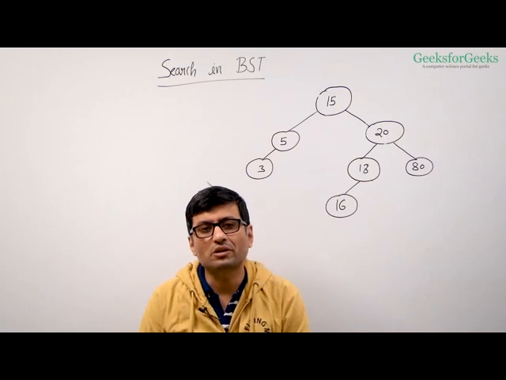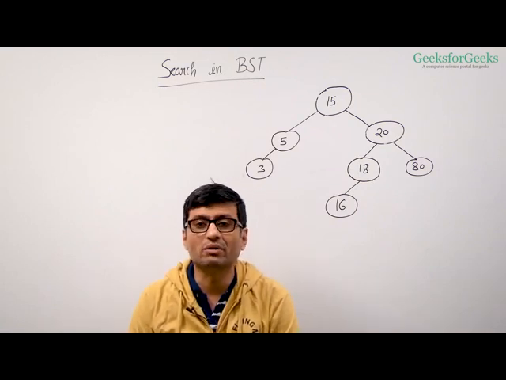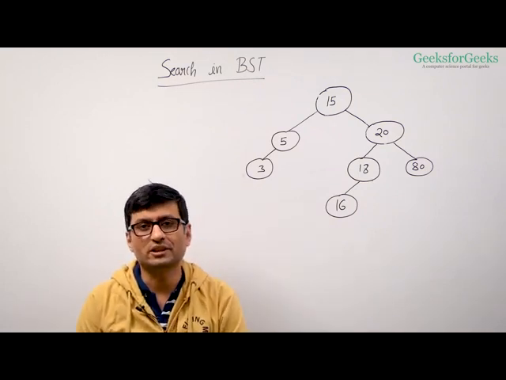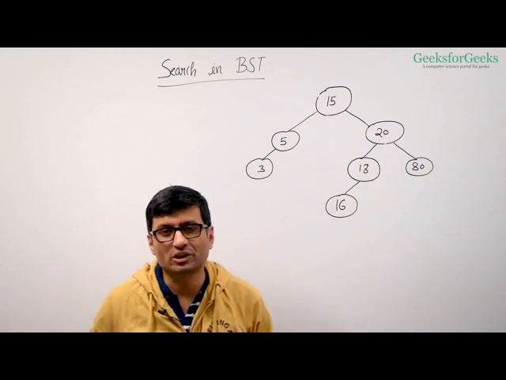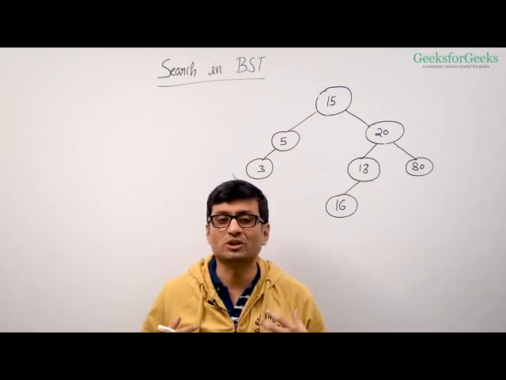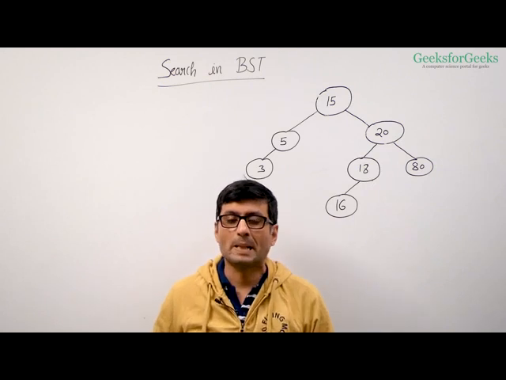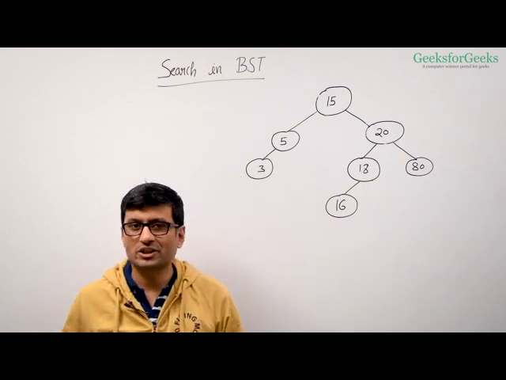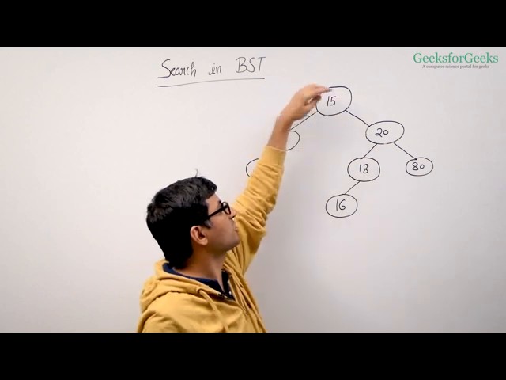We have talked about recursive and iterative implementations of BST search. Now, what is the time complexity of these operations and how much auxiliary space they require? So if you look at this search function, it goes across the height.